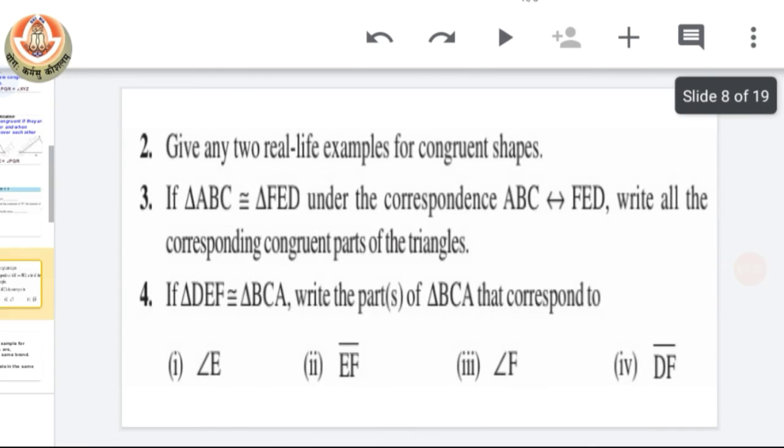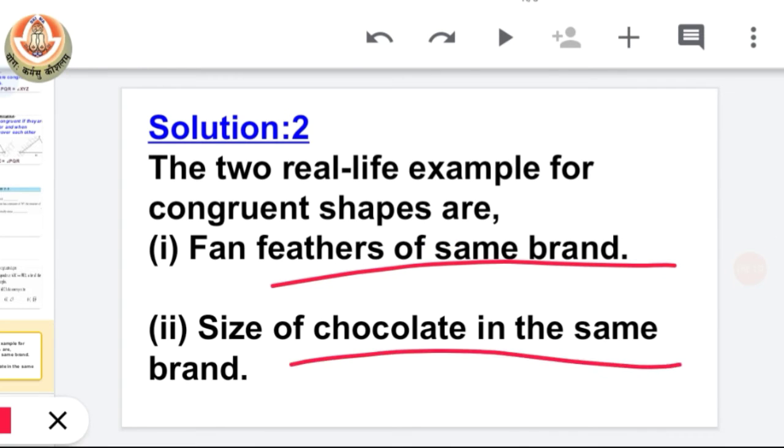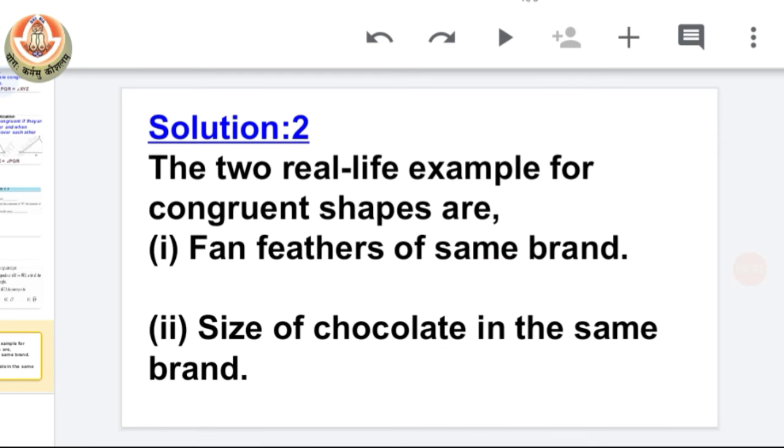Now let's move on to the next question, which is: give any two real life examples of congruent shapes. You can see there are many examples of congruent shapes. For example, fan feathers of the same brand, chocolates of the same size and brand. Similarly, the soles of slippers, the soles of shoes. And we have so many examples like these.